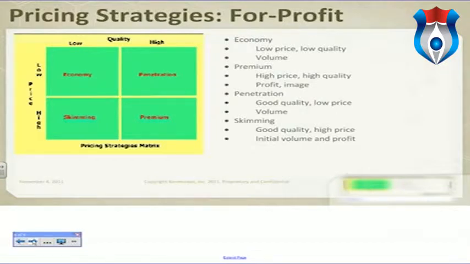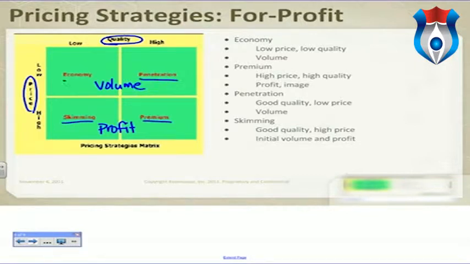So let's look at some for-profit pricing strategies. And if you look here, the marketing strategies are predominant. You have quality, right, which we talked about, and price. But you've got two different options here. You're either pricing for profit, with skimming and premium pricing, or you're pricing for volume, with penetration and economy pricing. All right, so let's take a look at what some of these mean.